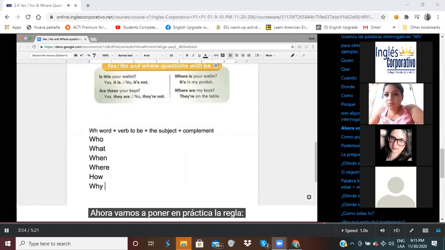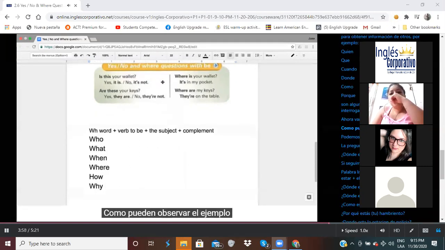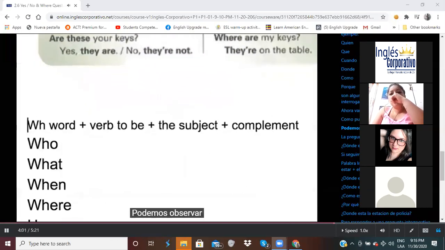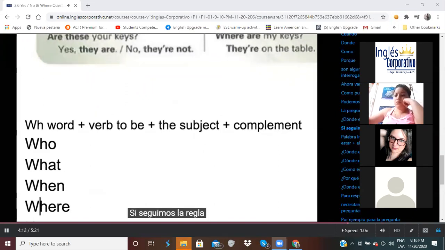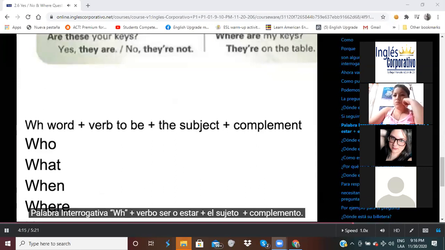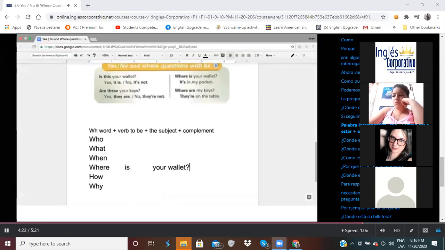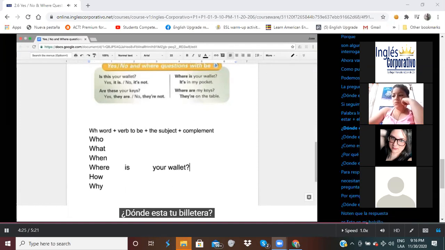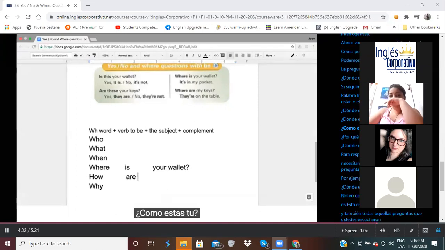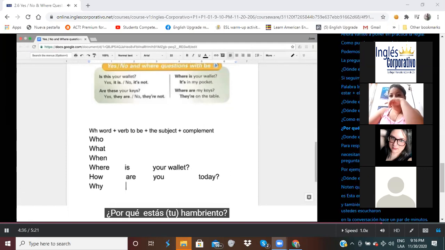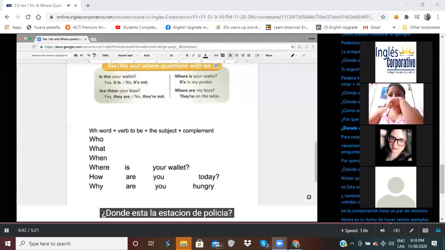Now let's put that rule into practice. If we look at the example on the chart, we can see the question towards the right hand side. It says, where is your wallet? If we follow that rule, we're going to put a WH word plus the verb to be plus some kind of complement, wallet. And of course, we'll put a question mark there. Where is your wallet? Where are my keys? How are you today? Why are you hungry? Where is the police station?